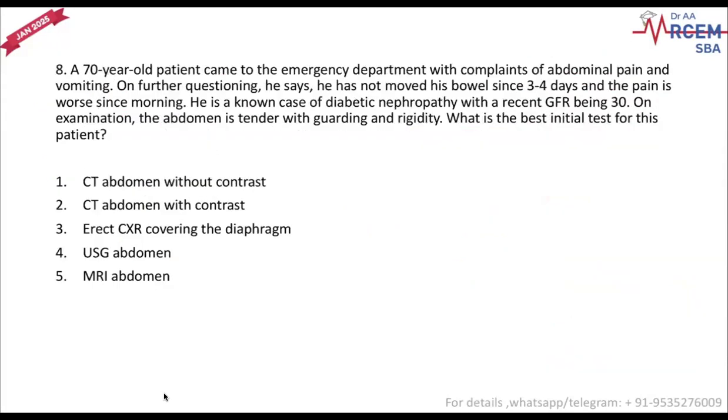A 70 years old patient came to the ED with complaints of abdominal pain and vomiting. On further questioning, he says he has vomited and has not moved his bowels. That means constipation. Whenever there is a triad of abdominal pain, vomiting, and constipation, think of bowel obstruction. Since 3 to 4 days, the pain is worsening since morning. He is a known case of diabetic nephropathy with a GFR of 30. On examination, the abdomen is tender with guarding and rigidity. What is the best initial step in management?